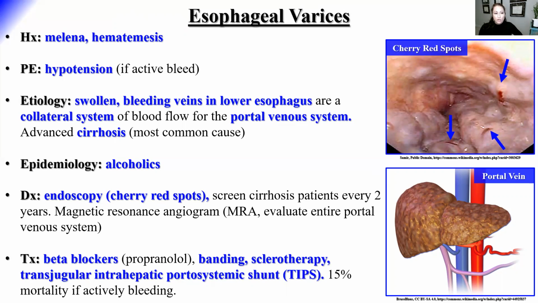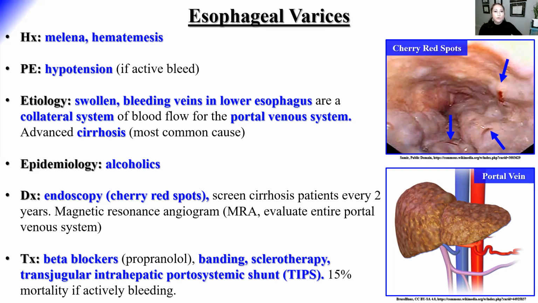Diagnosis, the definitive one is going to be endoscopy. And what you'll see on there is a specific finding called cherry red spots. You can see in that top picture there, those are the sites of active bleeding. Patients who have known cirrhosis, you want to screen them with an endoscopy every 2 years to make sure that they're not developing the esophageal varices, and if they have them, that they're not actively bleeding. You can also do a magnetic resonance angiogram or an MRA, and that will evaluate the entire portal venous system, and it will highlight that they've developed that collateral blood flow.